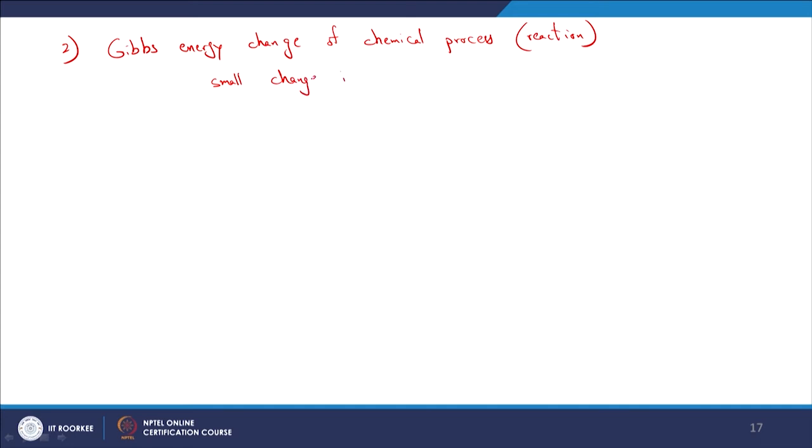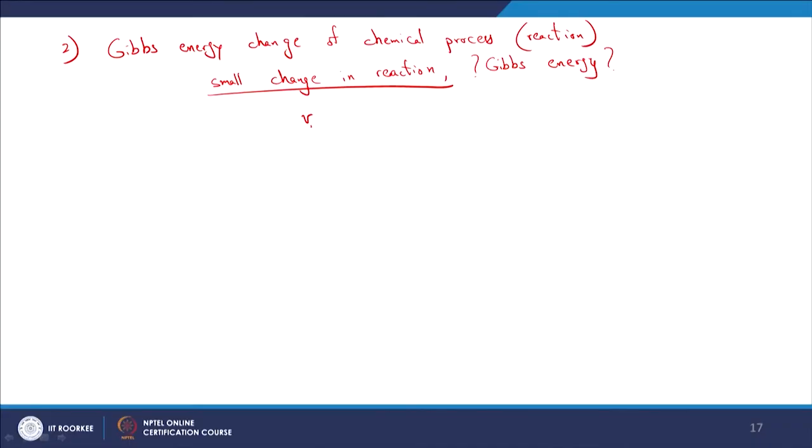The next aspect we have is applying this to the Gibbs energy change for a chemical process, or obviously for a reaction. Here we are going to look at a very, very small, infinitesimal change in reaction. I want to be able to calculate how Gibbs energy is going to be affected by a small, infinitesimal change in the reaction, or when the reaction has gone through by a small extent.